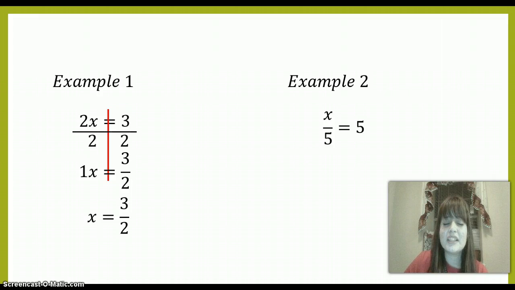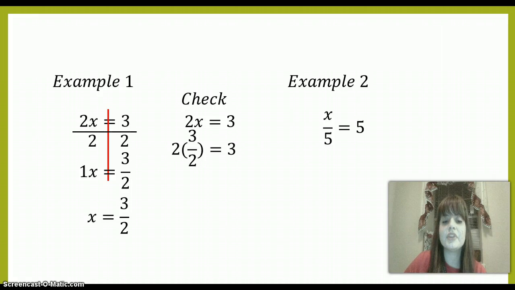I can quickly check my answer to make sure that it's right by taking my original equation and substituting the 3 halves for my x. So if I do that, I have 2 parentheses, 3 halves, close parentheses, equals 3. And if I put that in my calculator, I quickly see that I get 3 equals 3, which is true. Therefore, my answer x equals 3 halves is correct.